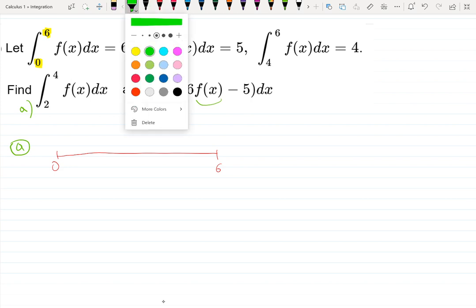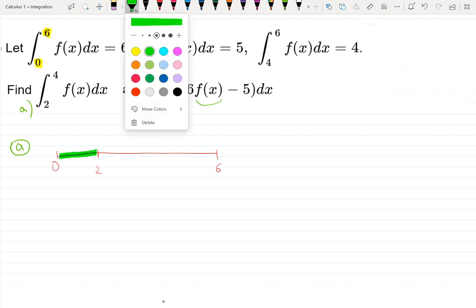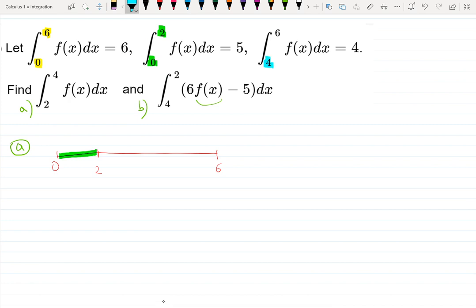I will put them in green. The smaller ones are from 0 to 2. Okay, so it's over here from 0 to 2. Then we have in blue from 4 to 6. Okay, that's over here from 4 to 6. And these are given. And we also have an interval in yellow. That's the total thing from 0 to 6. Knowing the total and the edges, you should be able to find the middle one. And that's exactly the one we're asking you for, from 2 to 4.